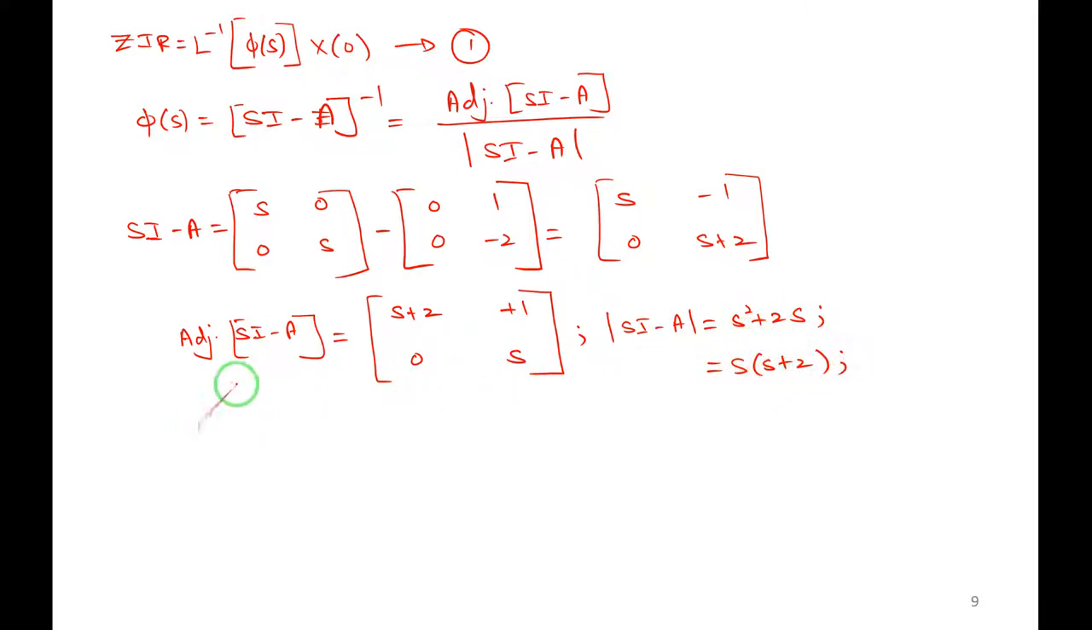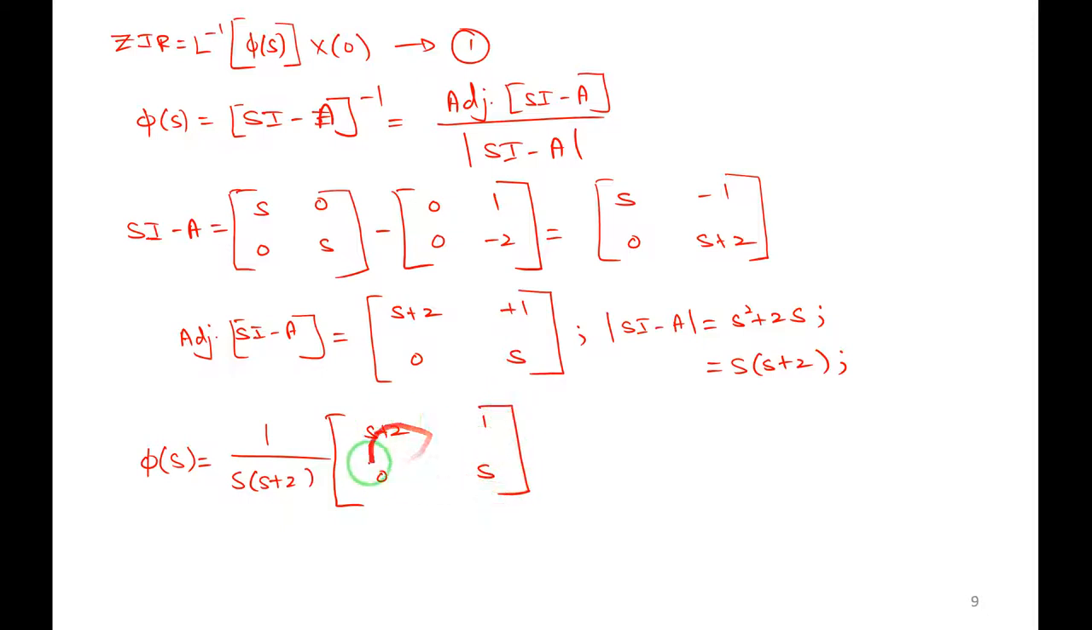Then next, we have the adjoint and we have the determinant. Next, we will write phi of s. Phi of s is 1 by the determinant of this matrix, 1 by s into s plus 2, into the adjoint of this matrix, which is [s plus 2, 1; 0, s]. So the adjoint divided by the determinant. We will divide it and write it. The first element, s plus 2 divided by s into s plus 2, s plus 2 will get cancelled.